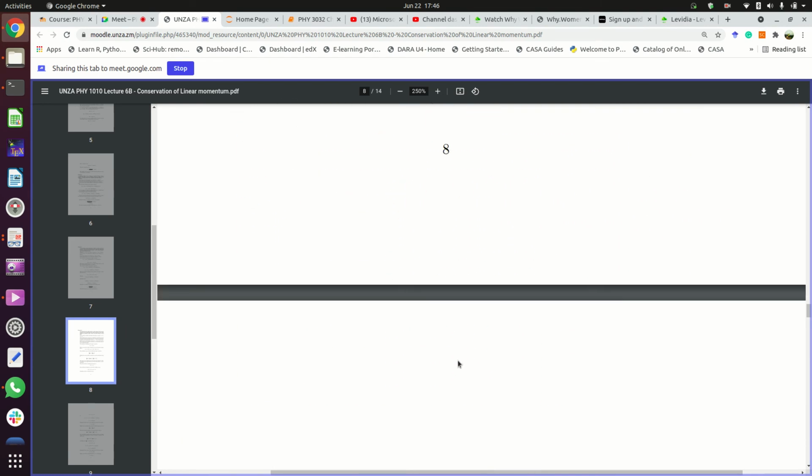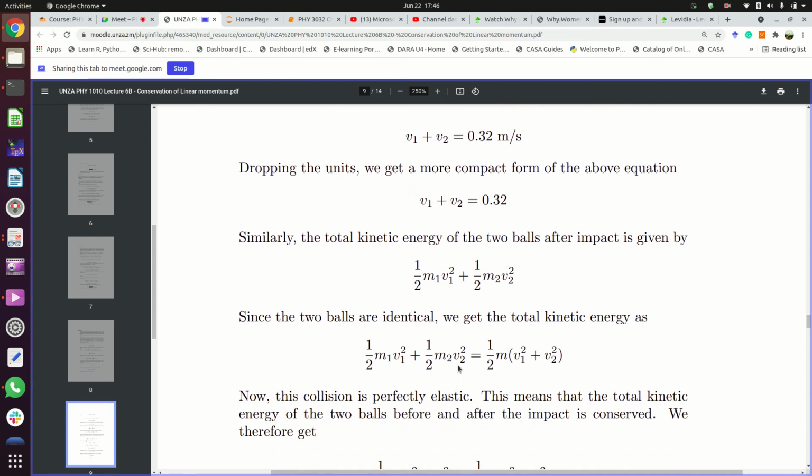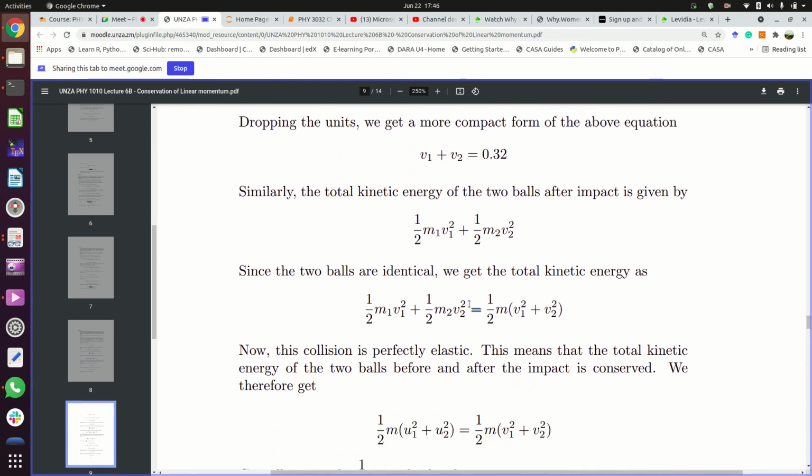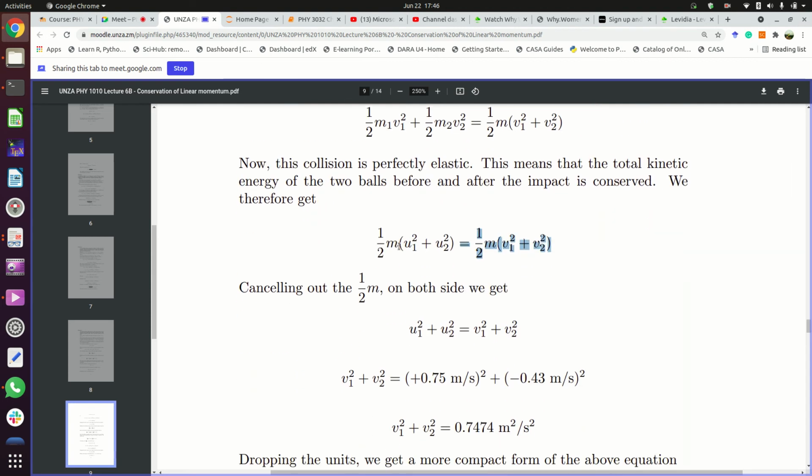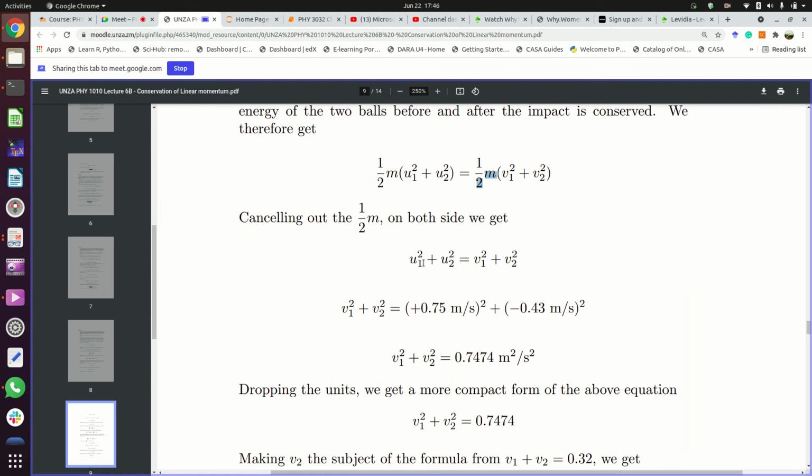When we equate these expressions, this is what we end up with. This side is the total kinetic energy before collision. This should be equal to the total kinetic energy just after collision. As you can see, there's a half m here and a half m in front. If you cancel out the half m, you end up with only u1 squared plus u2 squared equals v1 squared plus v2 squared.